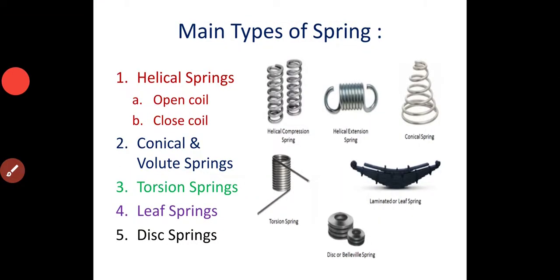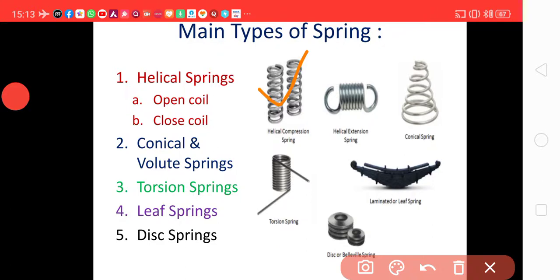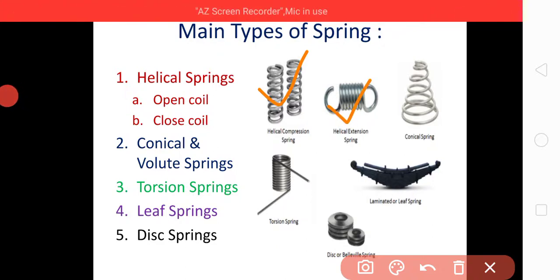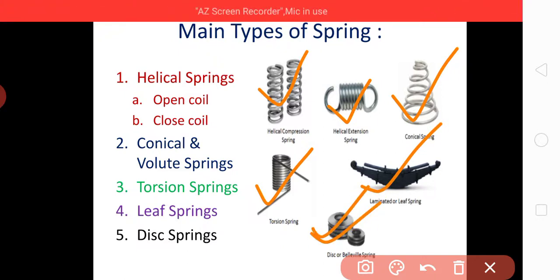Main types of spring. There are the types of spring: helical spring, open coil and closed coil. This is an example of open coil helical spring. This is closed coil helical spring. This is conical spring. This is torsion spring. This is laminated or leaf spring. This is disc type spring. Further, we will be talking in the next slide.